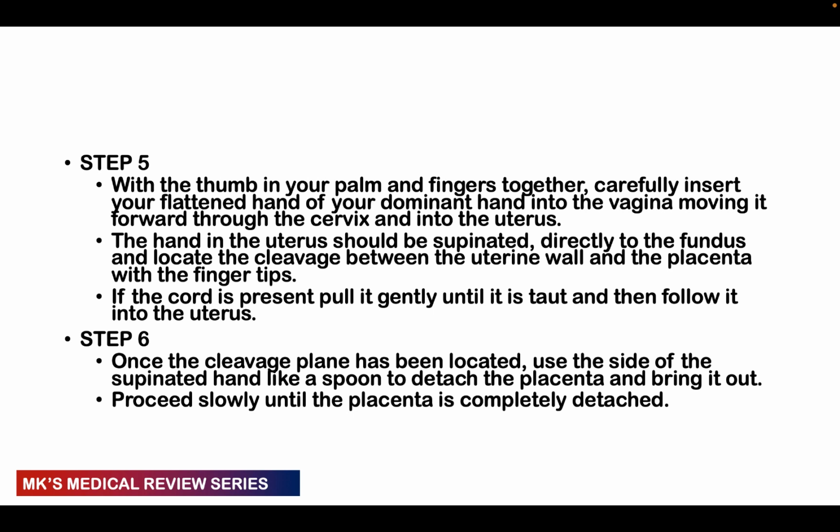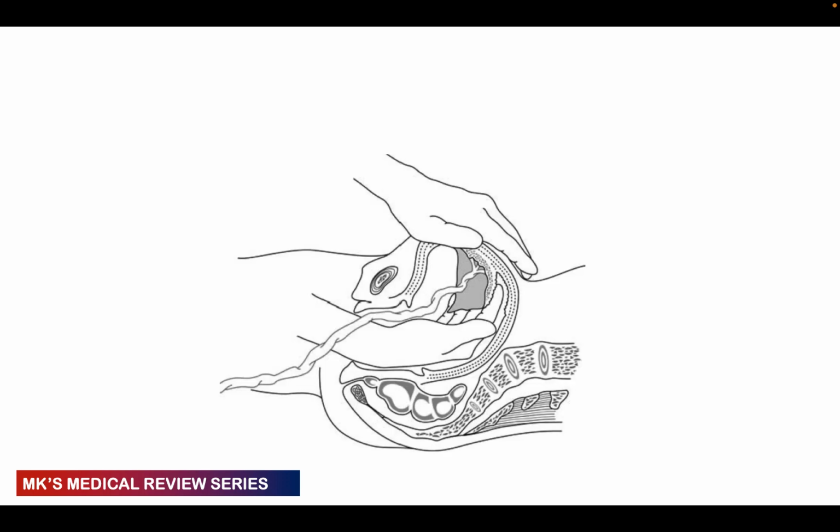When you get to the inside of the uterus, you're going to want to determine the edge. You supinate your hand and you determine the edge. You find where the cleavage is, where there's a depression between the uterus and the placenta. Then you begin to scrape off like a spoon. Once you find that cleavage plane, you use one side of your supinated hand just like a spoon and you detach the placenta from the sides. Then you bring it out slowly with your hands. Like I said, this is the hand that's inside, scraping like a spoon. Then you bring this out slowly with your hands.